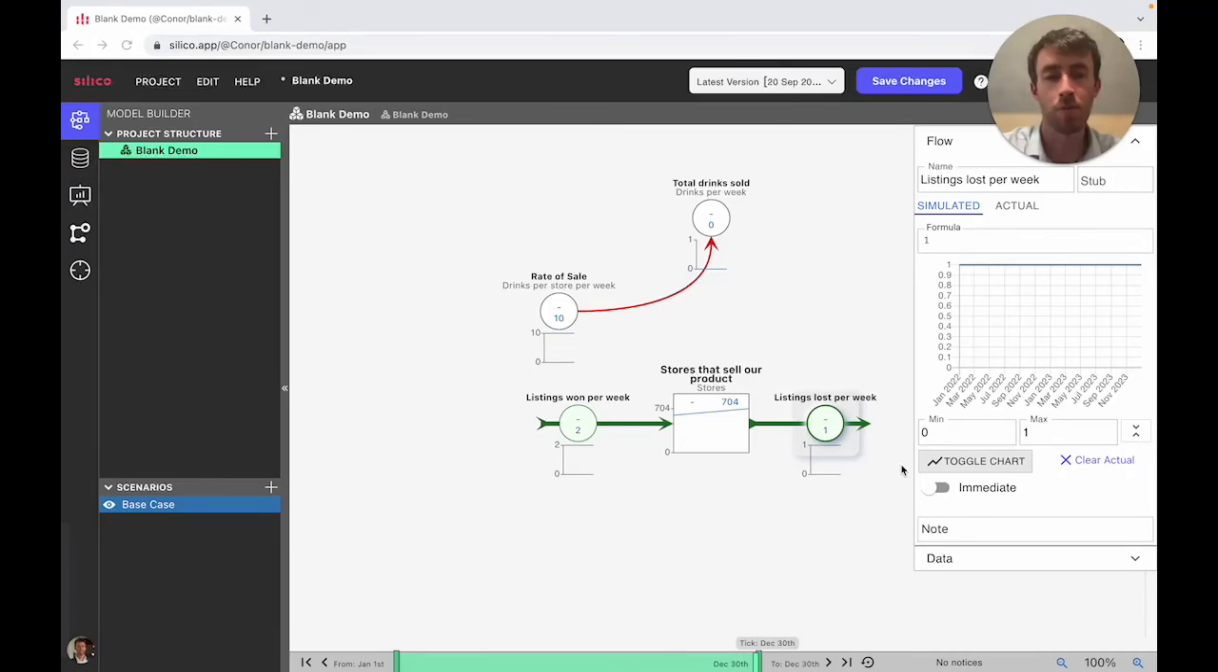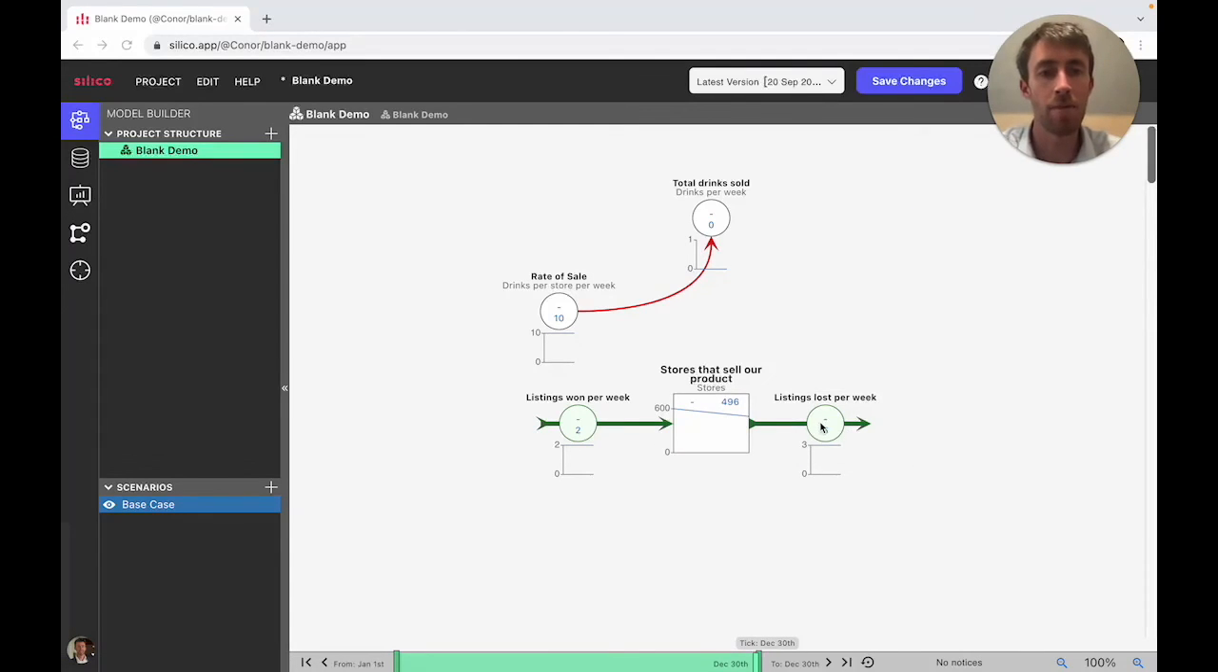So one of the most important rules around stocks is that stocks can only grow when their inflow or inflows are greater than their outflow or outflows. So in this case, 2 is greater than 1, so that's why we see a rate of growth of the stock. However, if we were to lose, let's say, 3 listings a week, we would see our stock decline from a starting place of 600 down to 496 by the end of the simulation period.